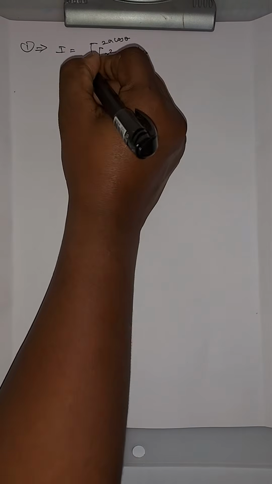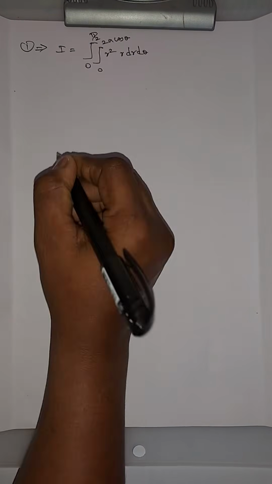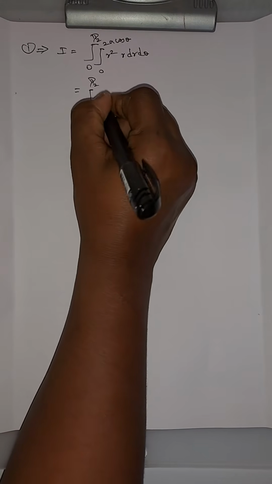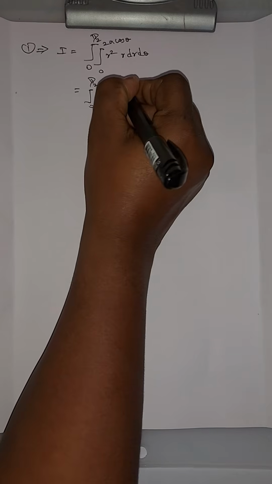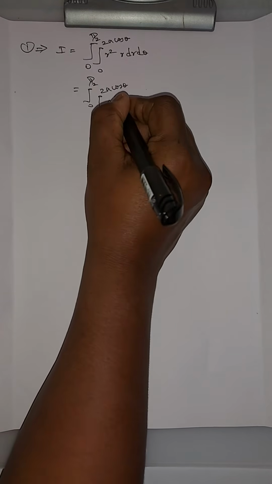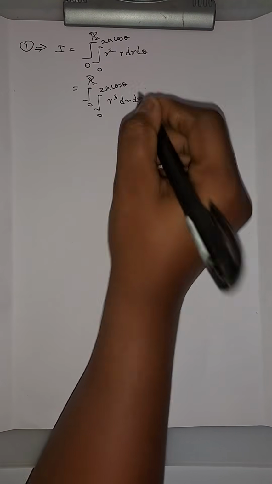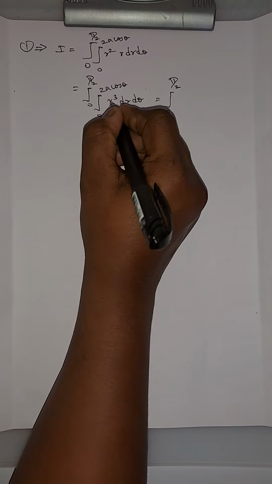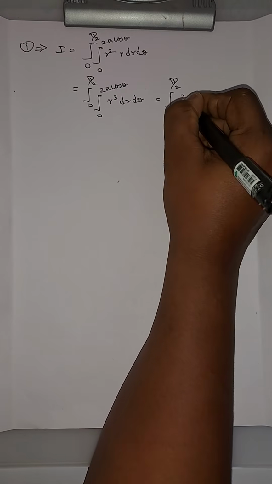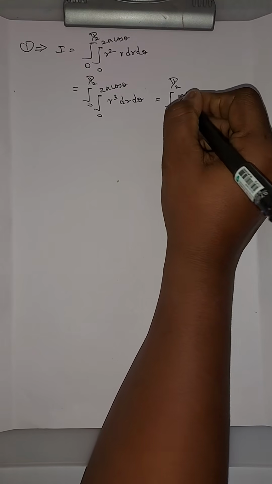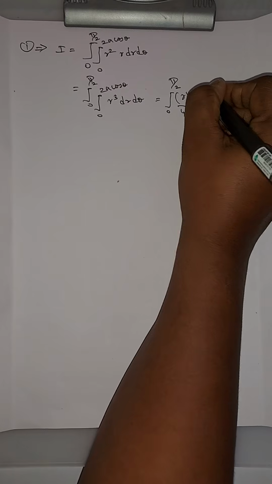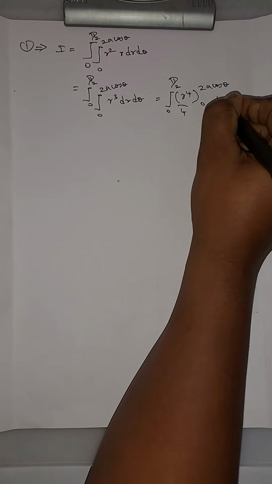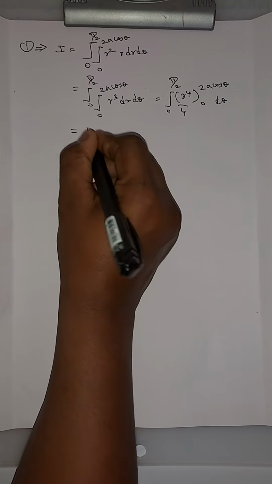Which is equal to the integral 0 to pi by 2, integral 0 to 2a cos theta. This becomes r cube dr d theta. The integration of r cube is r power 4 by 4, with limits 0 to 2a cos theta, leaving one d theta.